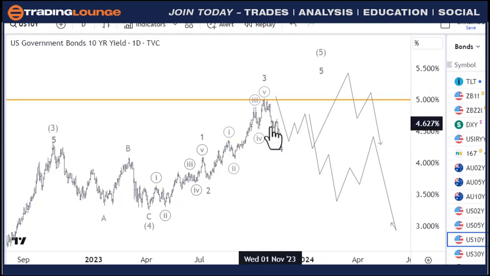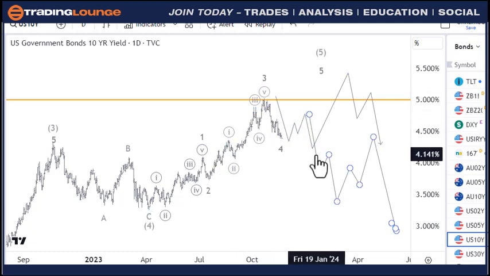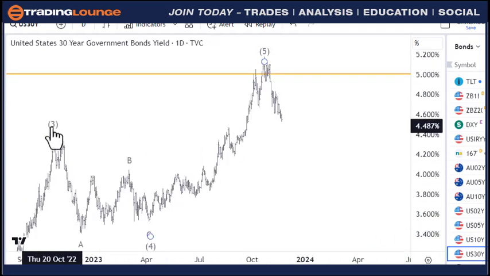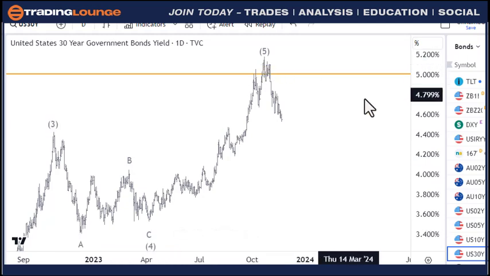And because we've got 5 waves here, that means we'll get another 5 over here. It's just how far it comes down. But yeah, the gold market, if we have a look at the 30-year yield for a moment. So we've got on a daily chart, wave 3, 4, and 5 up here.